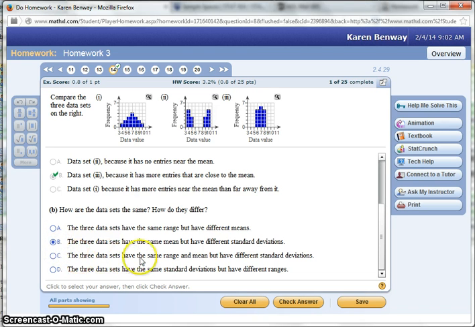The 3 data sets have the same range. Nope, that one's not true. The 3 data sets have the same standard deviation. Also not true. Okay, so our answer is B. And we're done.